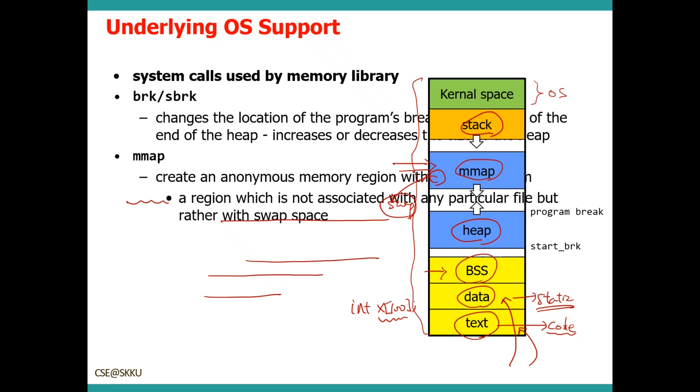Okay, so the operating system provides a special system call called BRK. It changes the location of the program's break. Here the break means the end point of the heap area. So the heap region is from start BRK to end BRK. By using the BRK or SBRK API, you can change the end point of the heap region.